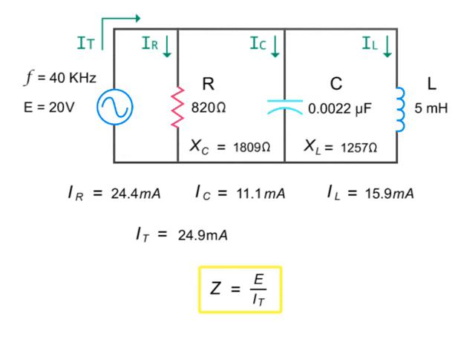Finally, we can calculate the total impedance by dividing the source voltage by the total current, which is 20 volts divided by 24.9 milliamps, or 803 ohms.